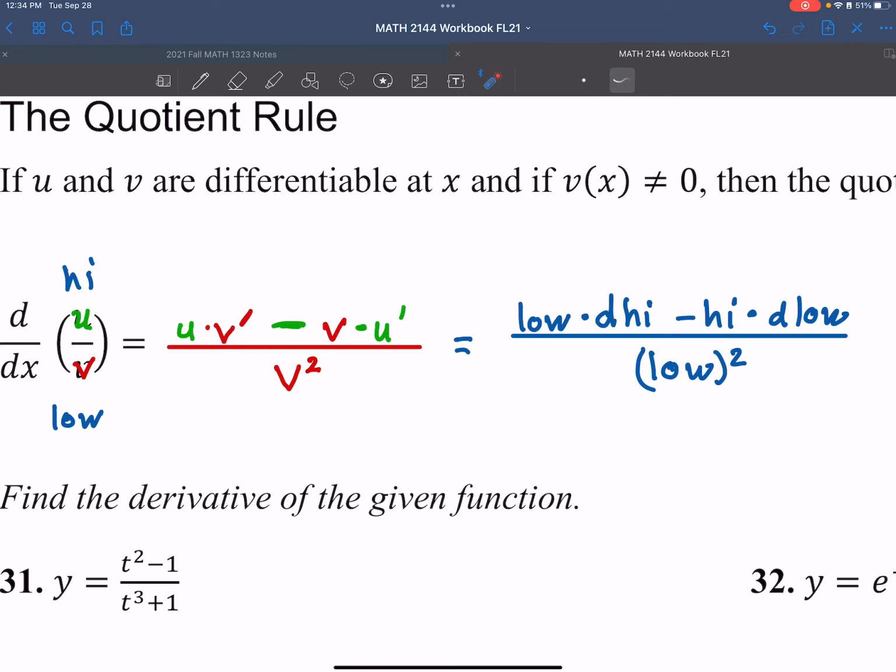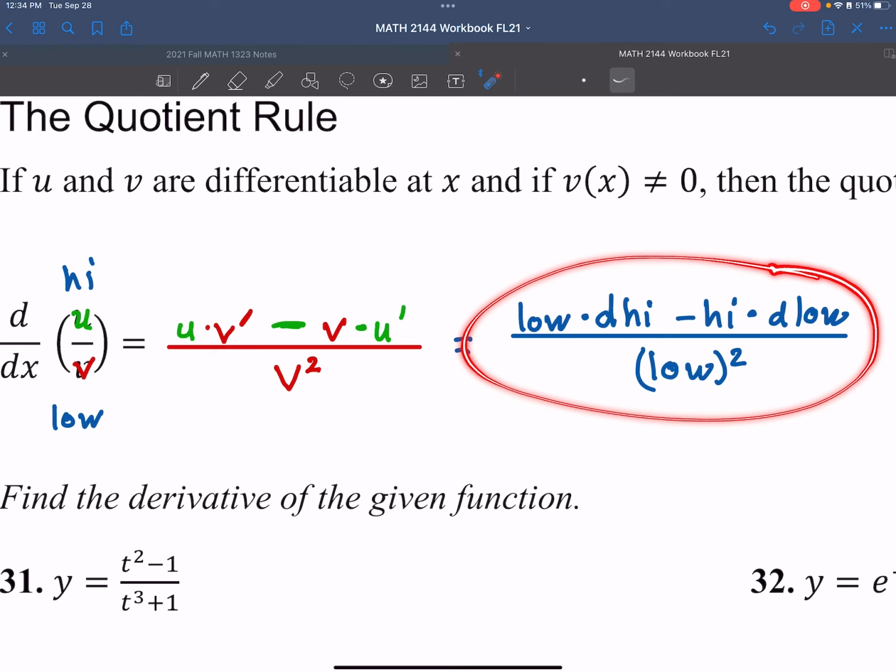I'm so sorry. Wouldn't the low be high? Wouldn't it be high times the derivative of the low, according to the... Hold on. Did I write this correctly? So low d high minus the high... Hold on. See, this is how I remember it. So did I write this incorrectly? I did write this incorrectly. So let's make a correction. I tried to be too proper, too fast.